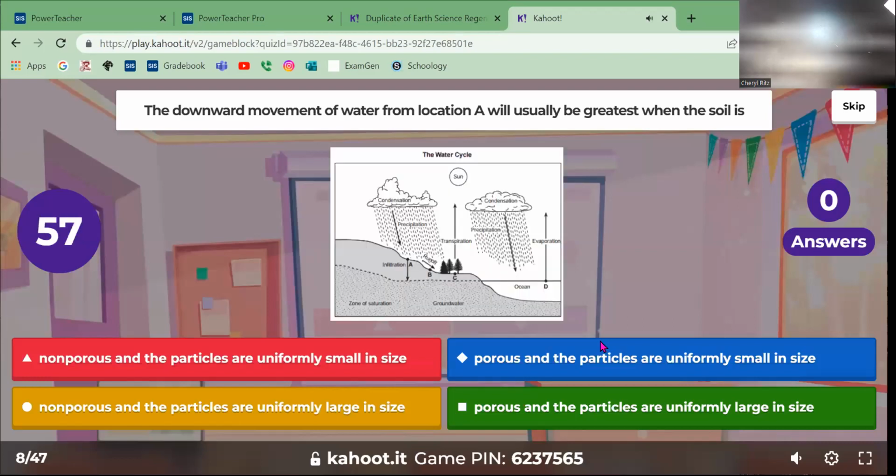The downward movement of water from A. Now, guys, this was a test question. We're talking about down, like soaking in.